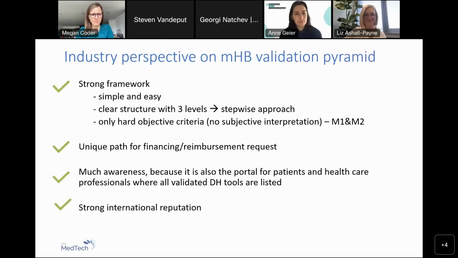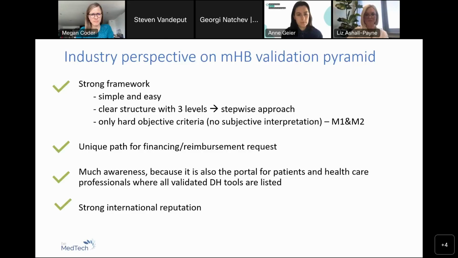Then, looking from an industry perspective, how do we look at the validation period nowadays? In the next slide, I will show some lessons learned. So let's start with the positive side. It's a strong framework, simple and easy. It's a clear structure with 3 levels, so it's a stepwise approach, and it only has hard objective criteria, so no subjective interpretation. I already mentioned it's also the unique path for a company to ask for reimbursement financing.